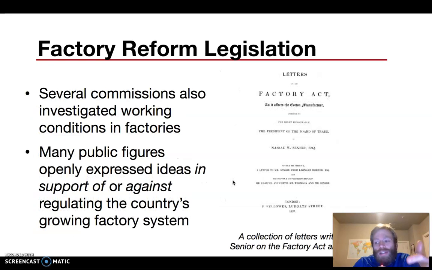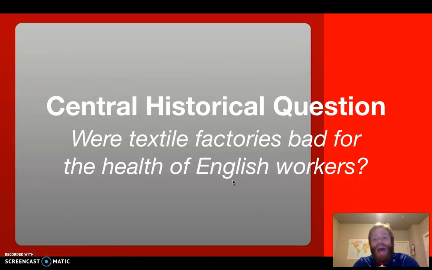What's interesting is that there's a lot of these different sort of commissions that are launched to investigate conditions in factories. Some people support these reforms and some people are against these changes. And your task for today is to look at some of these reports and information about working conditions in these factories and answer the questions. Then your task for Thursday will be to answer this historical question. Were textile factories bad for the health of English workers? Was this really necessary, or were these reforms all kind of a bunch of bunk?